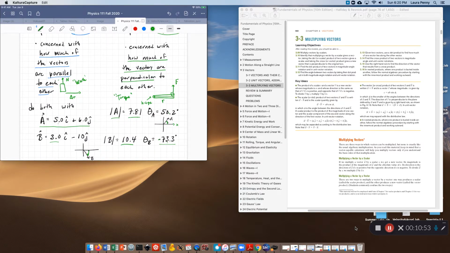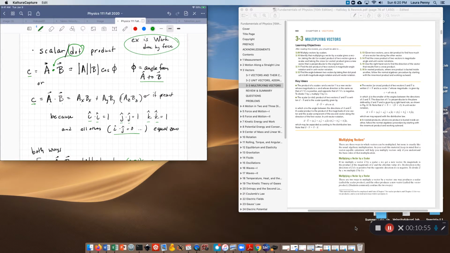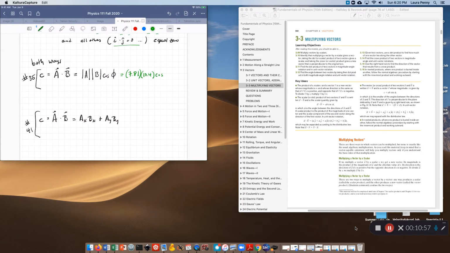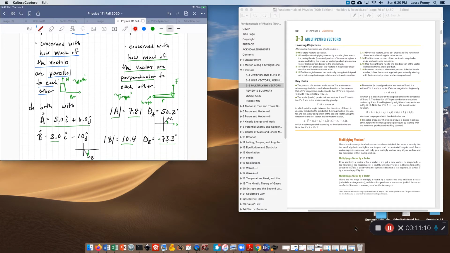So here's B and here's A. Let me redraw those. I'm going to draw them in the same coordinate plane. So I have A here, right? And this angle, I'm sorry that I keep going back, is 50.2.